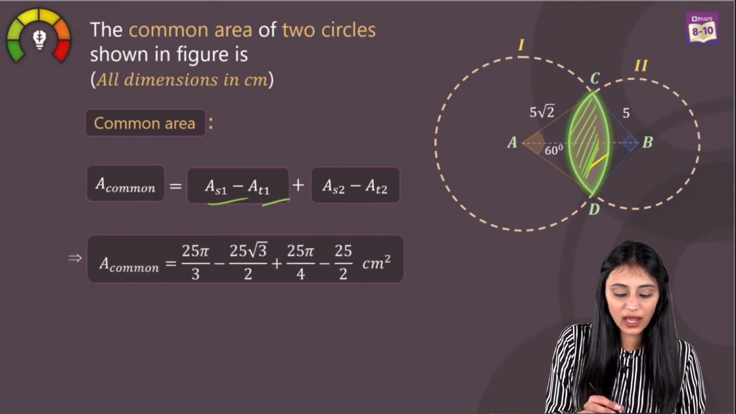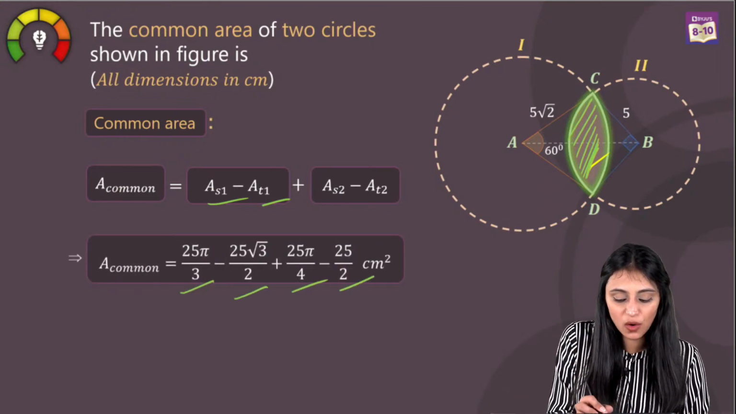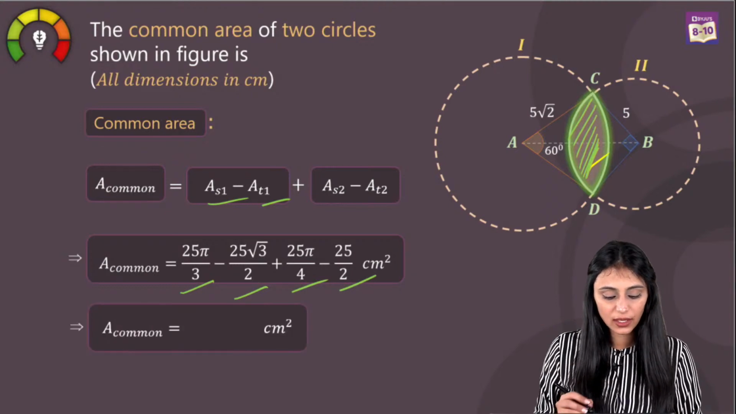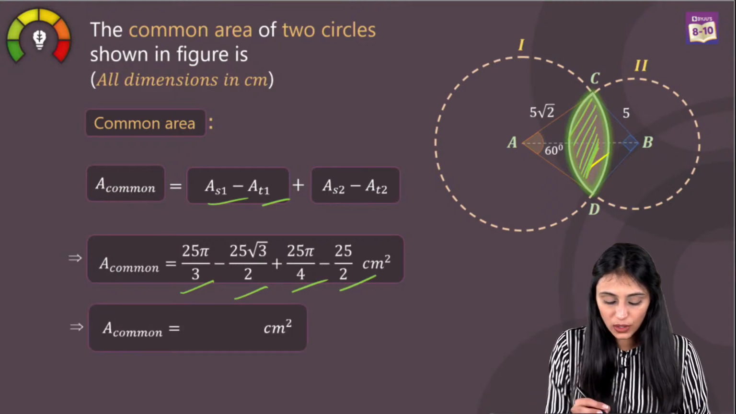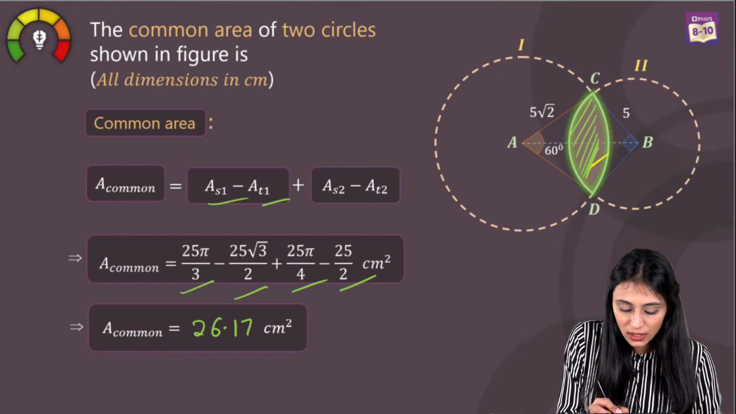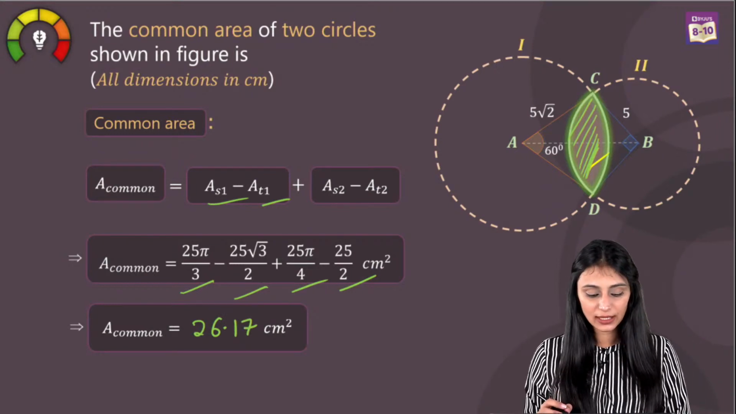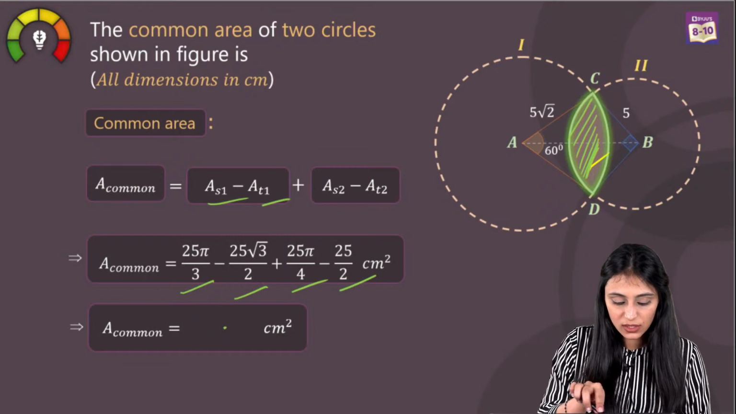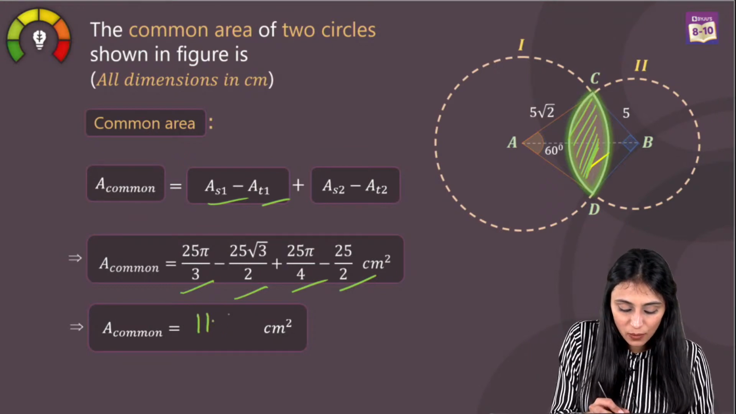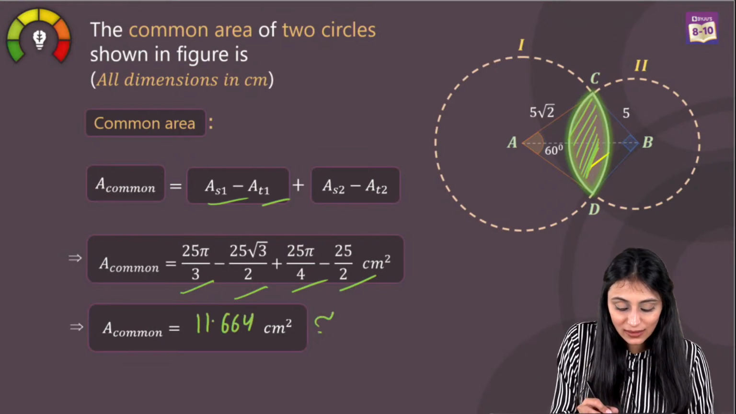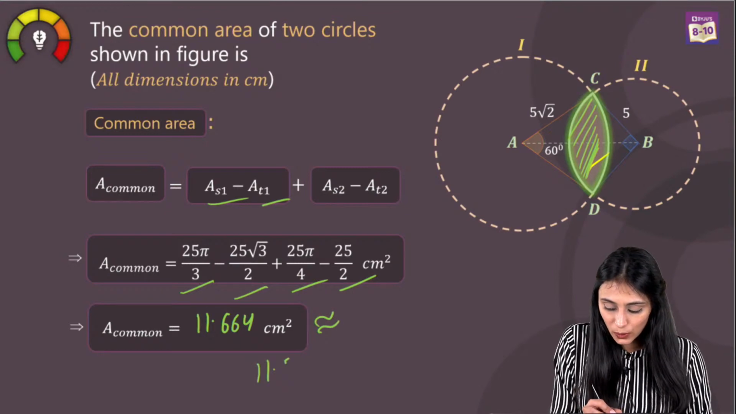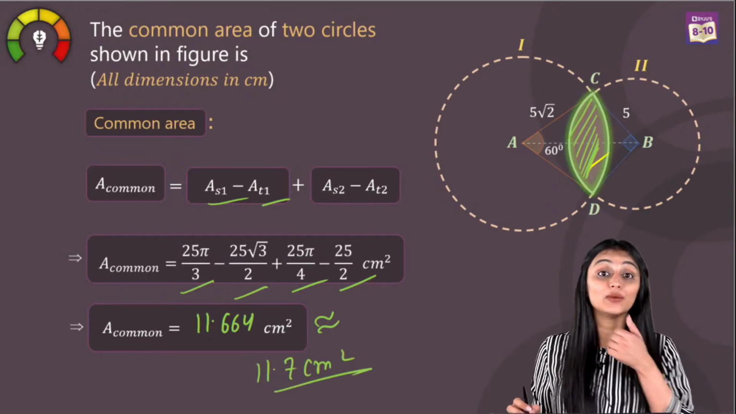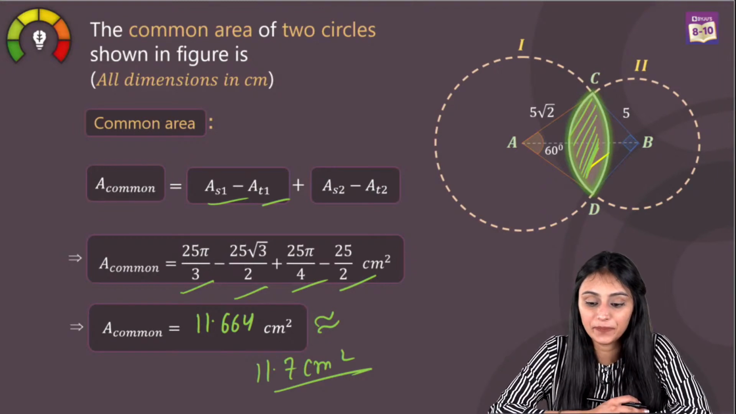Okay, so we have here, I'm just putting the values, whatever values we got here, I've just substituted that. And once you simplify all this, we are going to get 26.17 centimeter square, and that would actually be equals to 11.664 centimeter square. This will approximately be equal to 11.7 centimeter square. That would be our final answer for this common area.